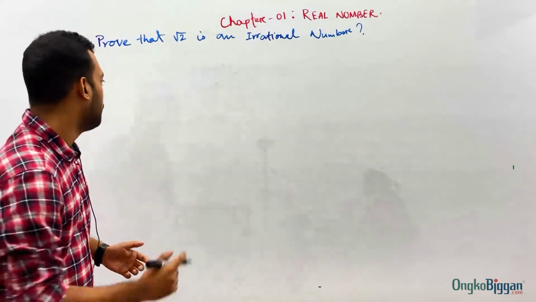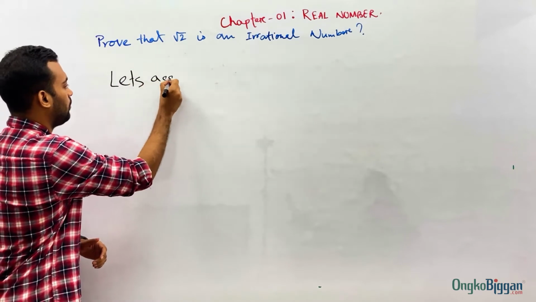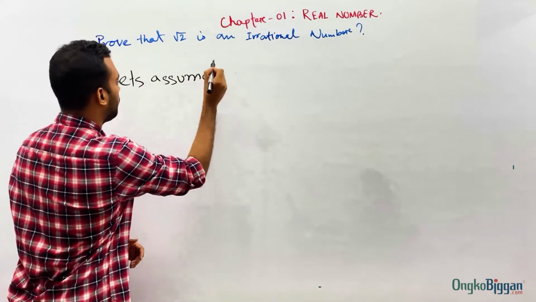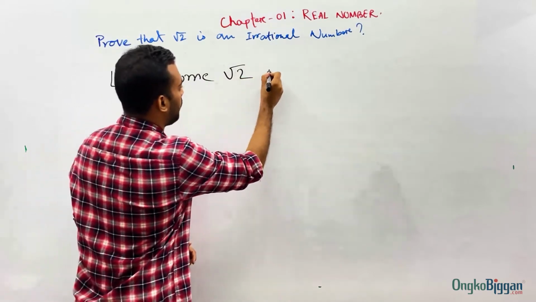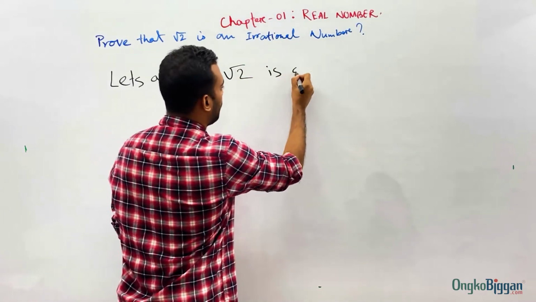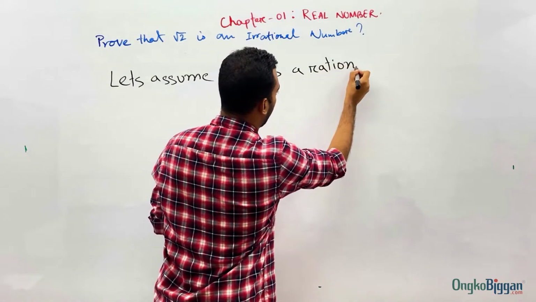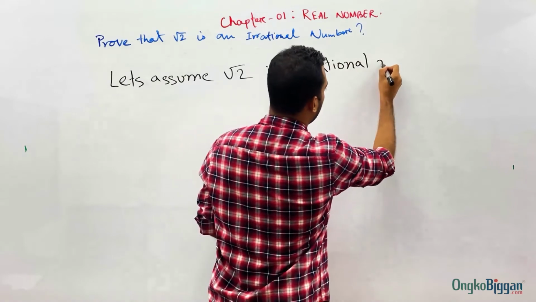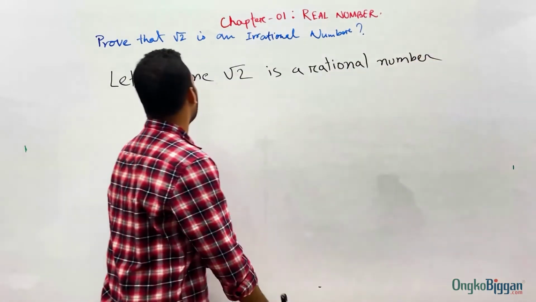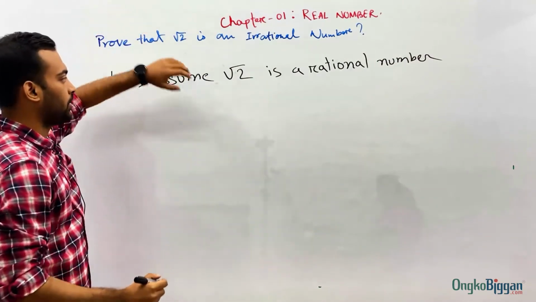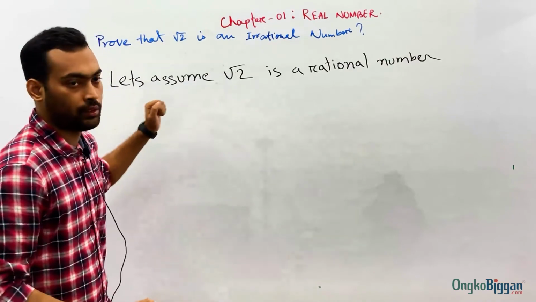So let's assume that root 2 is a rational number. Okay, so we are assuming that it's a rational number, and we are going to check with the characteristics of a rational number whether it matches or not.